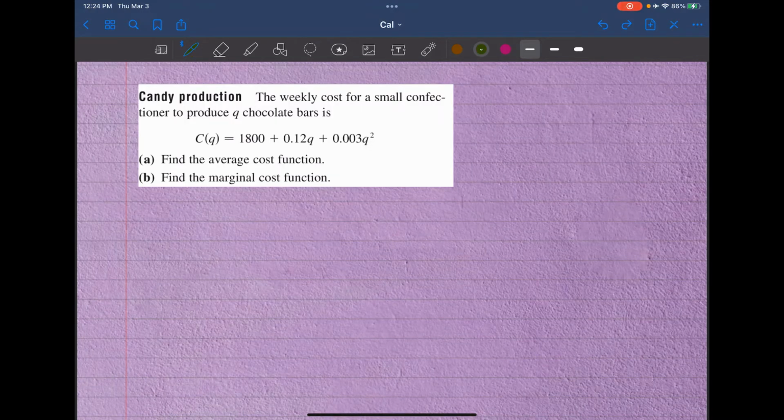Let's go ahead and work out this problem. So we're given the cost function right here. So C of Q represents the cost function. So Q represents the chocolate bars that this company is producing. Let's find out the average cost function. So for A, the average cost, it's going to be the cost function divided by the number of units. That is simply just 1800 plus 0.12 Q plus 0.003 Q squared divided by Q. That is our average cost function.